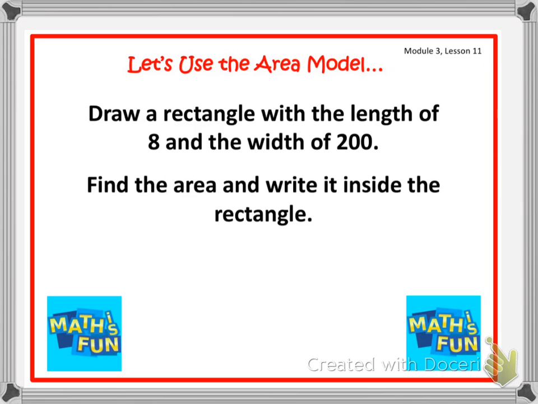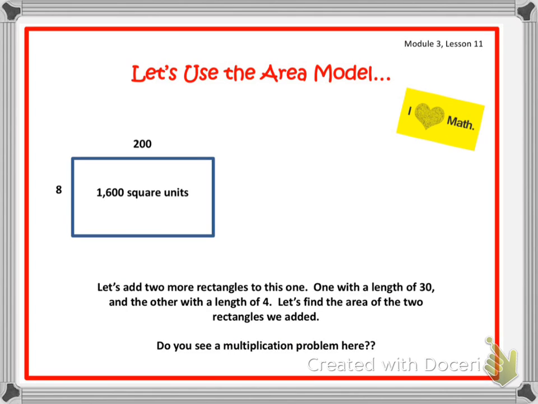So let's use the area model. We are going to draw the rectangle with a length of 8 and the width of 200. And we're going to find the area and write it inside the rectangle. Now we've used area before, and this looks something like it. We had 8 here, and then we have 200 on this side. And basically that is saying A equals length times width.